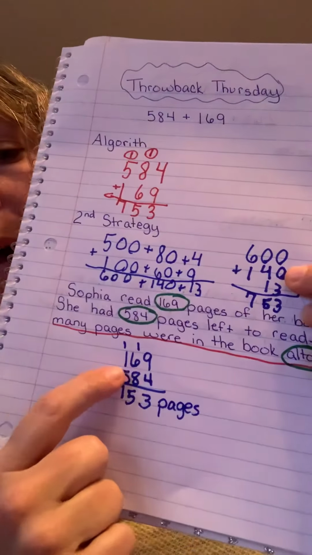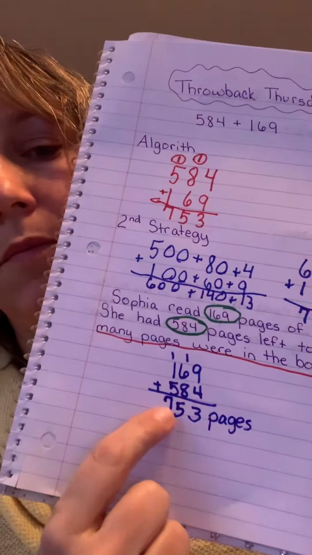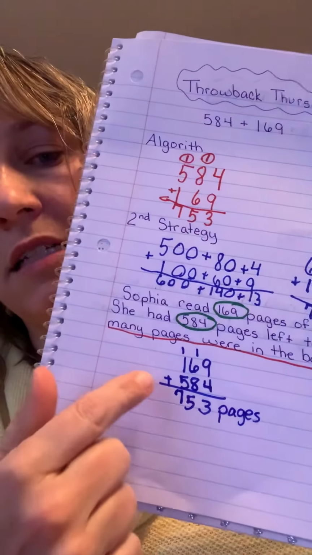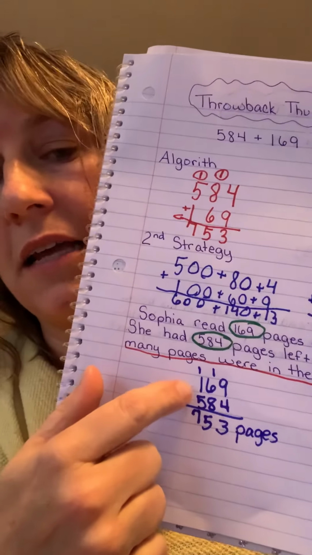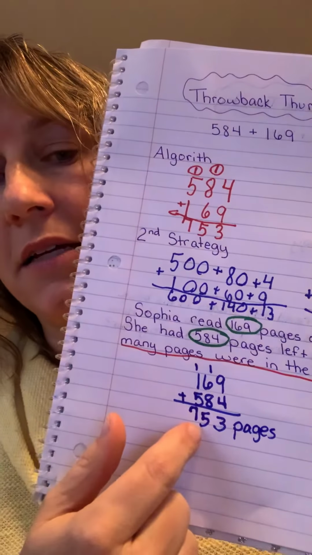Now I ask myself, does this answer make sense? I'm adding, so my sum, my answer, has to be bigger than the two numbers I added together, or the addends. It is, so I know my number makes sense. And then you can always use one of the other strategies to check your answer.